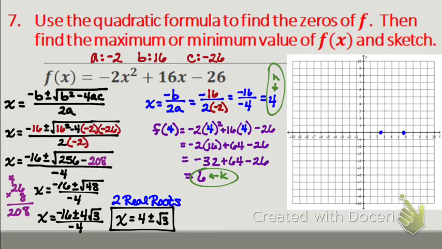Maximum. How do we know? A value is negative. So we know that it opens down. So our parabola is going to look like this. That means our vertex is a maximum up here.